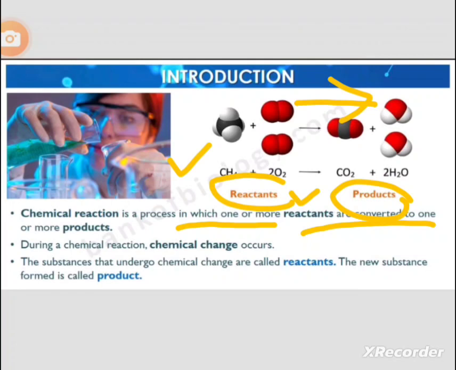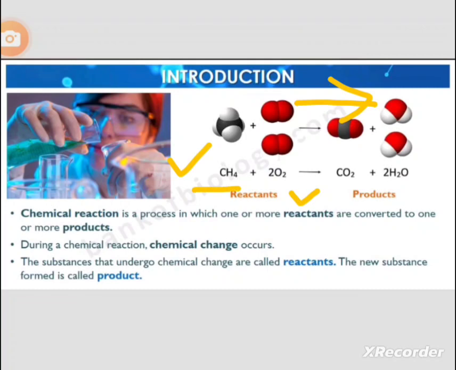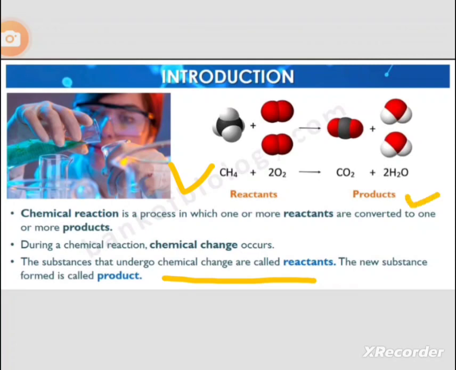Now during a chemical reaction, chemical changes occur. As we are seeing in the above reaction, here is methane CH4, but on the product side there is a formation of carbon dioxide. So we can say that there is a chemical change also, and new products are formed. The substances that undergo chemical change are called reactants, and the new substances that are formed are called products.